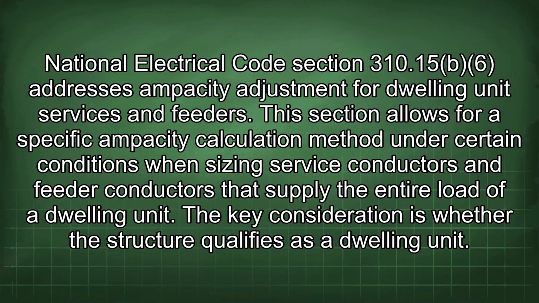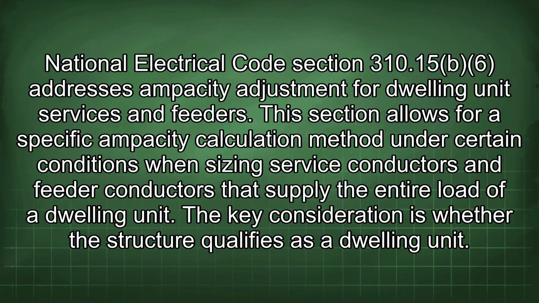National Electrical Code Section 310.15(6) addresses ampacity adjustment for dwelling unit services and feeders. This section allows for a specific ampacity calculation method under certain conditions when sizing service conductors and feeder conductors that supply the entire load of a dwelling unit.